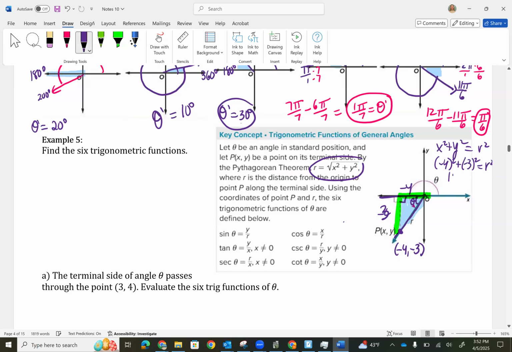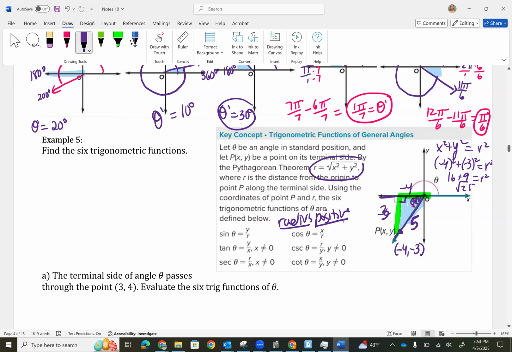And that is 16 plus 9, so this equals r squared. That's going to be the square root of 25. Your hypotenuse or your radius will always be positive. Always. And so we can do SOHCAHTOA from this perspective.